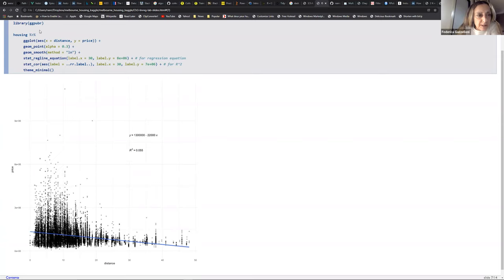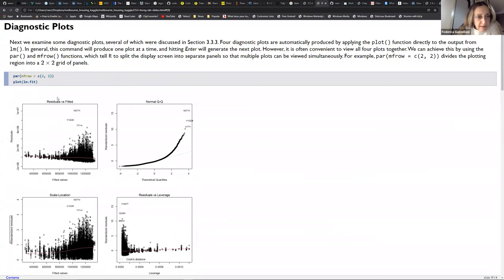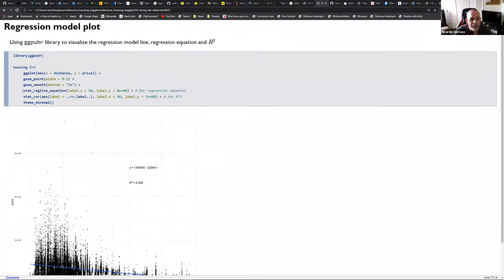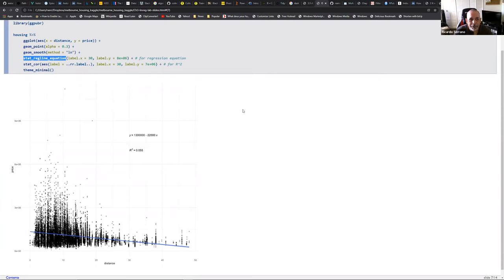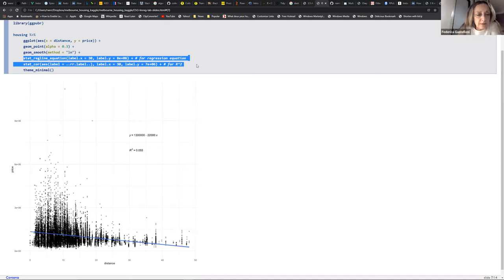Are these numbers from the geom smooth or the stat reg line equation? I think it's the stat reg line. From the stat reg line, yes. Okay. You add the geom smooth and then the stat reg line equation to see the values for the data. Yes. If we comment this out, for example, you will get this plot without the equation and the R square. Okay, thank you.